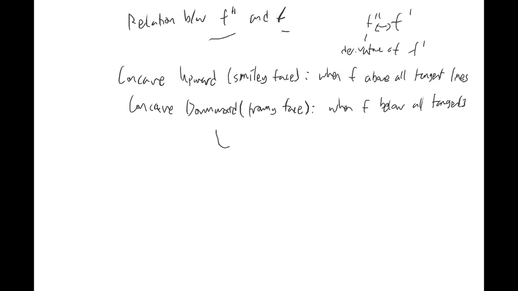So if you just think of the smiley face, if you ignore the eyes, and you take any tangent line, you're going to notice the tangent line is below your function, for any point you take. And for a frowny face, if you ignore the eyes and you take any tangent line, it's always above your function. So that's what we mean by concave up and concave down. Okay, so now there's something called the concavity test.